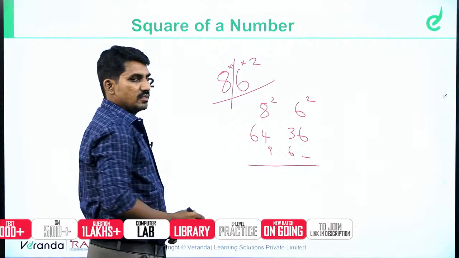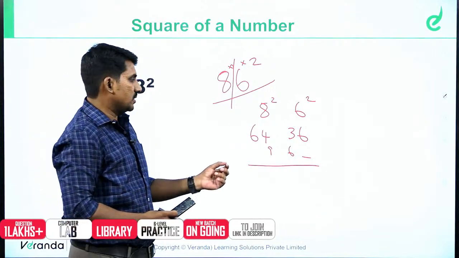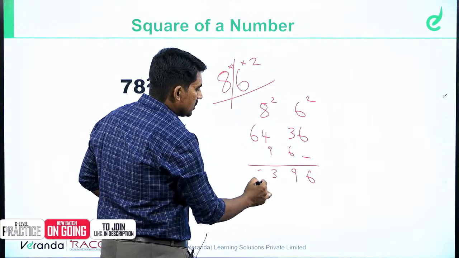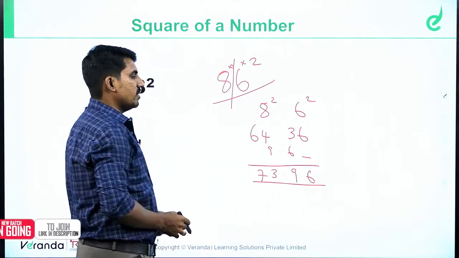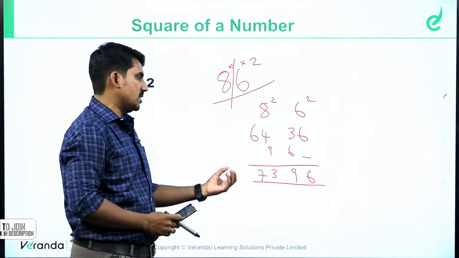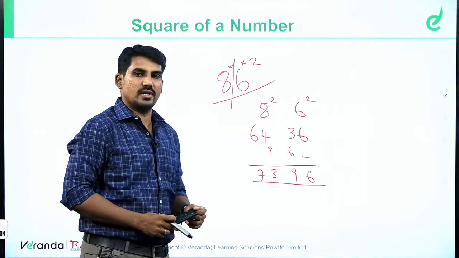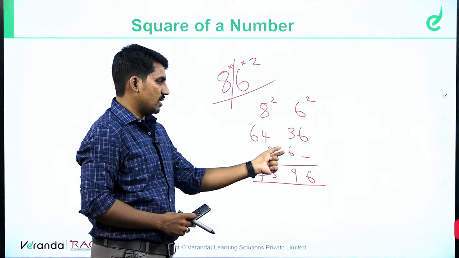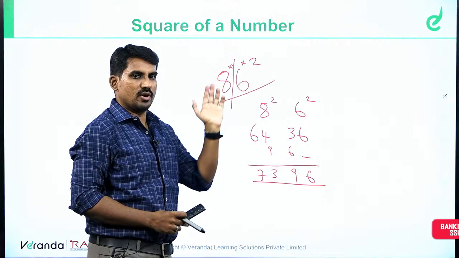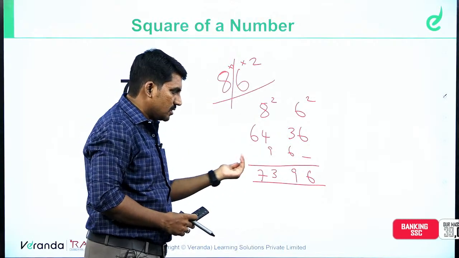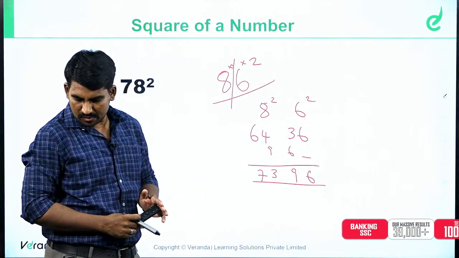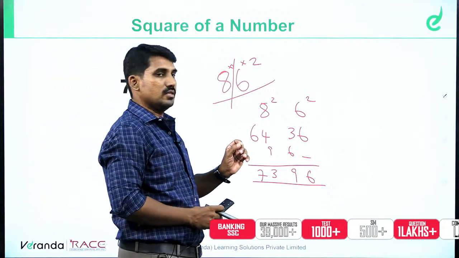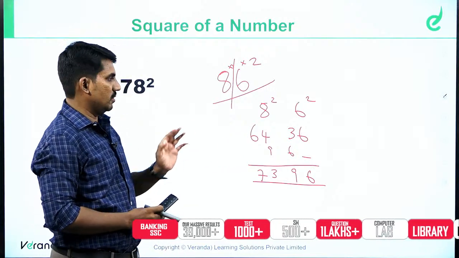Write like this, 96, right? Now add everything: 6, 9, 13, 7. Therefore, 7396. 7396 is the square of 86, right? 64, 36, 8 into 6 into 2, 48 into 2, 96. Leave the last digit, write the remaining. Clear? Sherin got the answer. Good, good.